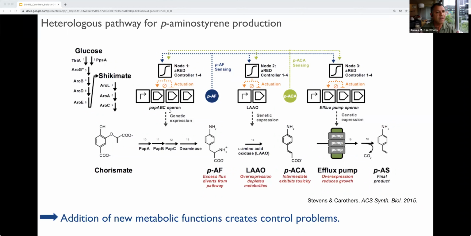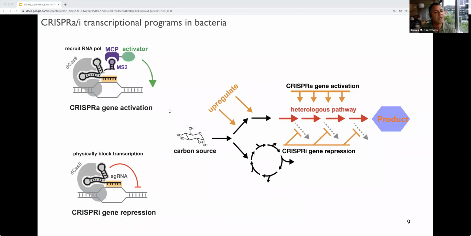Now, in principle, there are dynamic feedback-mediated regulatory control systems that could be implemented in a system like this one to address and mitigate some of these control problems and enable high levels of production. Of course, in practice, what we're really thinking about is adding an additional layer of complexity on top of the already complicated existing metabolic network and control system network that we need to engineer into a system to enable this to be produced. Okay, so what have we been doing?